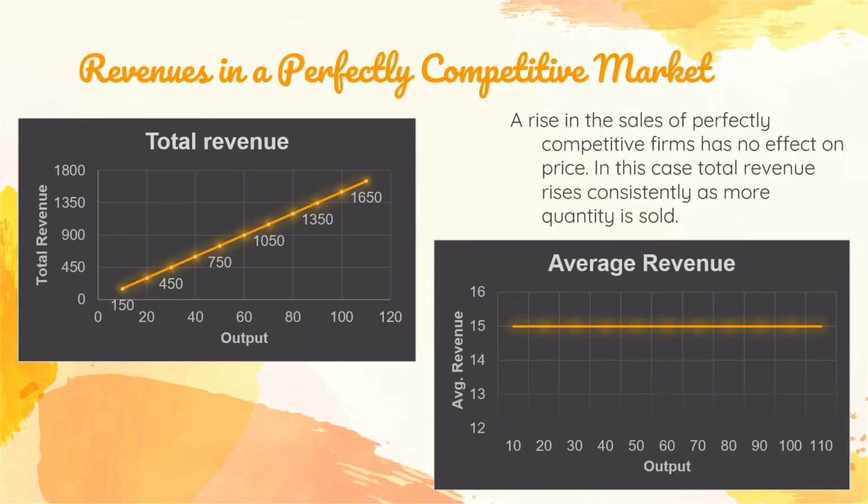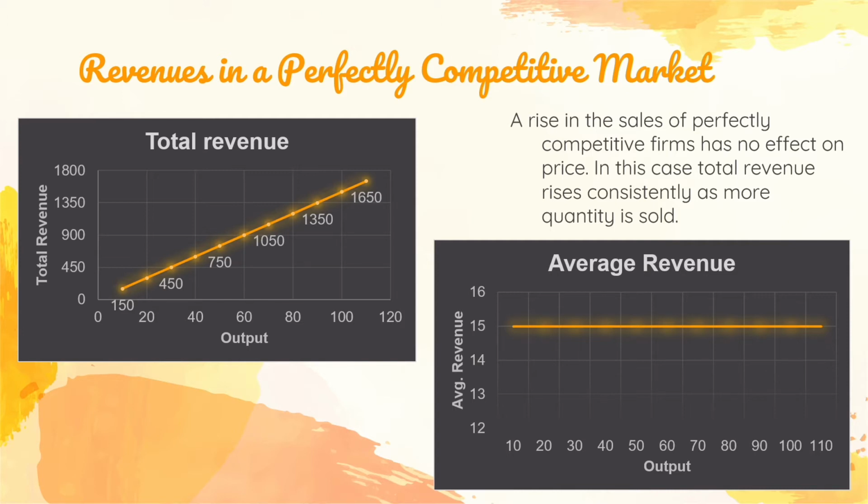Revenues in a perfectly competitive market. A rise in sales of perfectly competitive firms has no effect on price. In this case, total revenue rises consistently as more quantity is sold. Okay, if it's a perfectly competitive market, the revenue will increase with increase in output. If you're selling that output at the same rate, then your total revenue will increase.